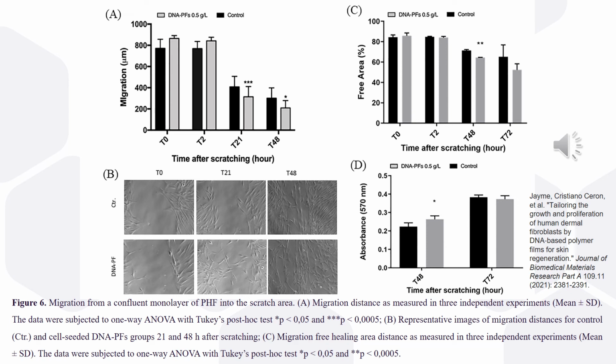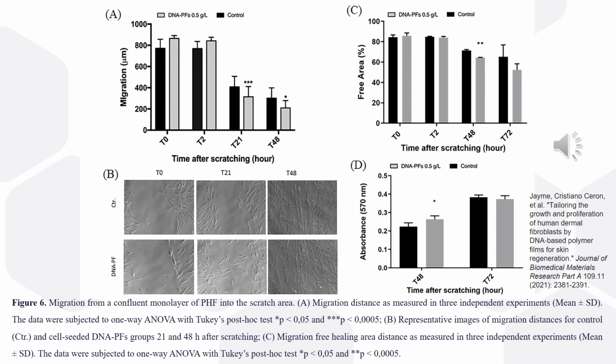And in this figure we can show the migration assay, and we can see no significant difference was observed in cell migration between control and the cells seeded in the DNA polymer film groups in the first few hours of incubation. However, the cells seeded on the DNA polymer film showed significantly higher migration rates after 21 hours than the control groups. And after 16 hours, the plates were observed hour by hour to see the closing of the scratch area.